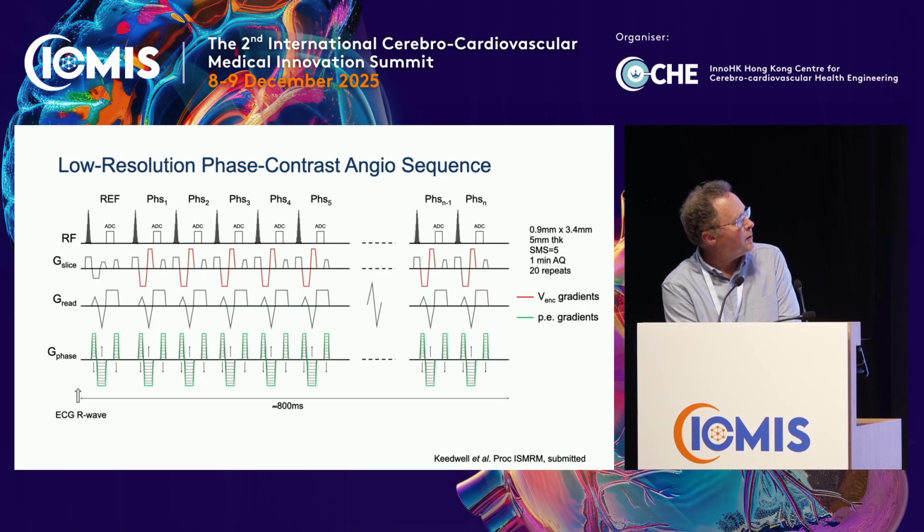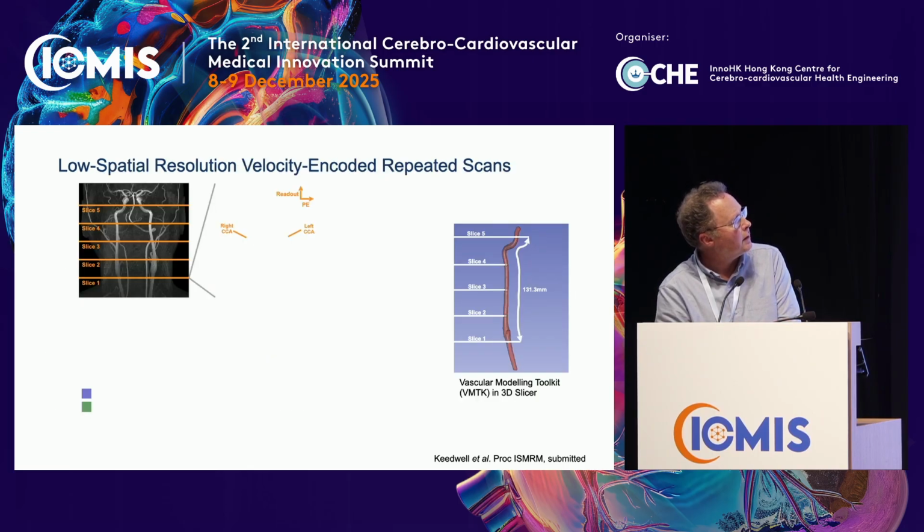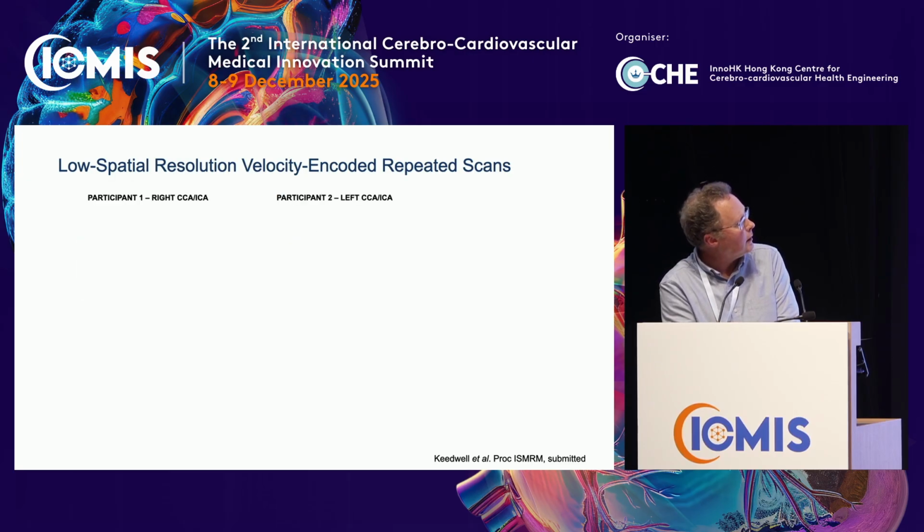This is another experiment where we were looking at a faster temporal resolution. So we cut the spatial resolution down to 0.9 millimeters by 3.4 millimeters. We were able to get an image every minute, and then we ran 20 repeats. So over a 20-minute period, we could look at the variation in our ability to measure pulse arrival time and pulse wave velocity. This time with the multiband sequence, this is 5 slices, and I'm not going to be able to show you any results from that either. We used the vascular modeling toolkit within 3D Slicer to get the actual distances involved, and I'm afraid you can't see any data here, or indeed here.